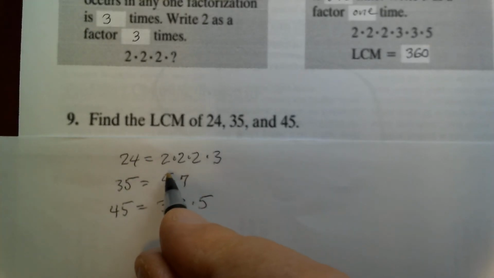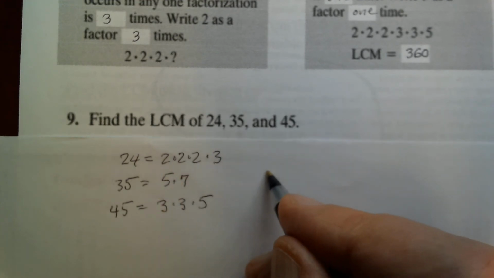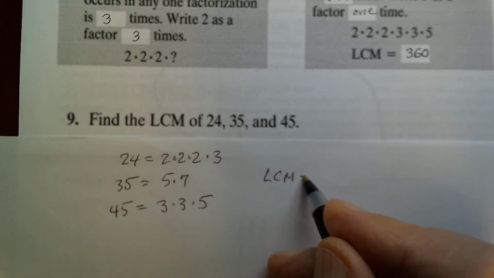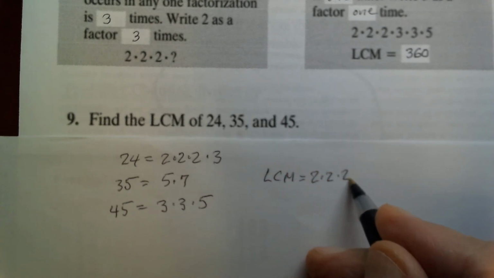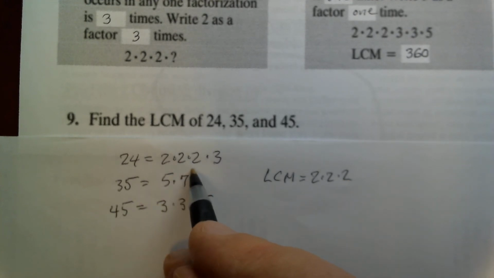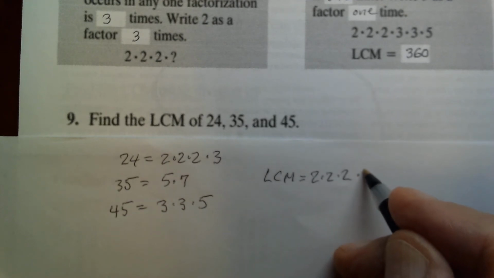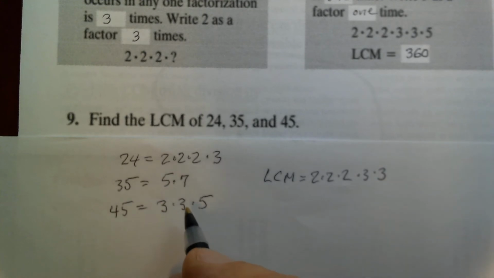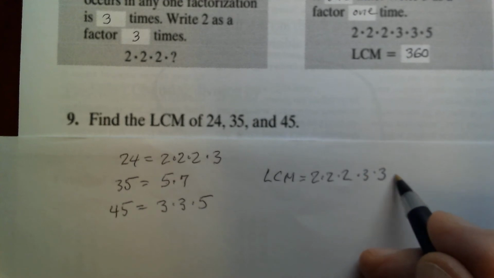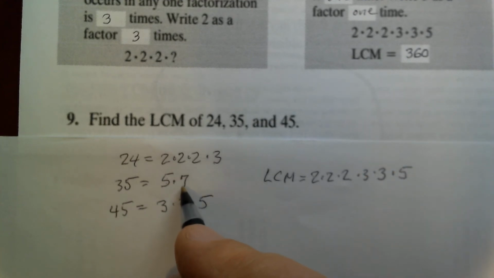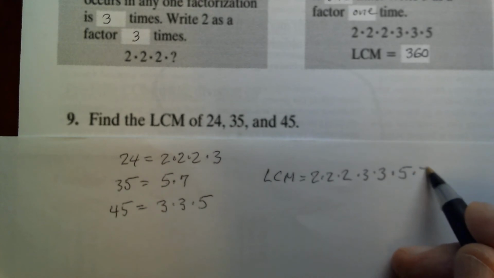So the factor 2, the greatest number of times is 3 times. 2 times 2 times 2. So therefore the LCM is equal to 2 times 2 times 2. That's the factor of 2 occurring 3 times, the greatest number of times. The factor of 3 occurs twice in this factorization here, so times 3 times 3. And the factor of 5, the greatest number of times it occurs is 1 time only, so times 5. And the factor of 7 occurs only 1 time. It's the greatest number of times.